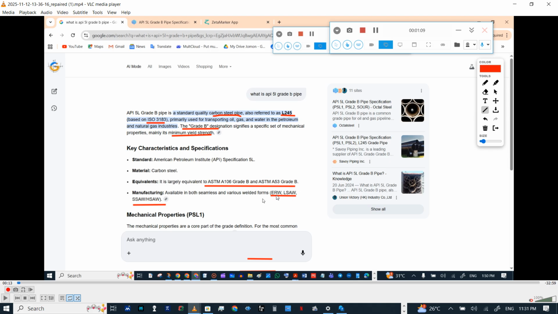Manufacturing methods are ERW, LSAW, longitudinal SAW, and this is spiral SAW, and it is helical SAW.